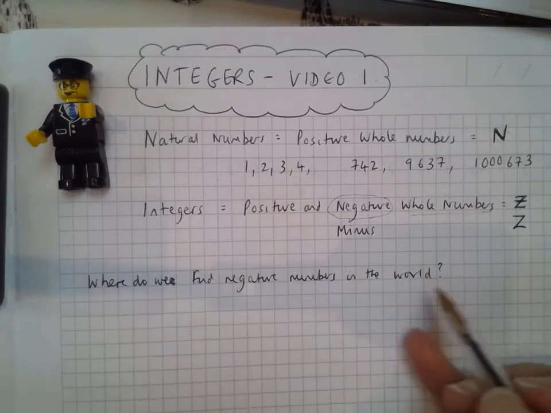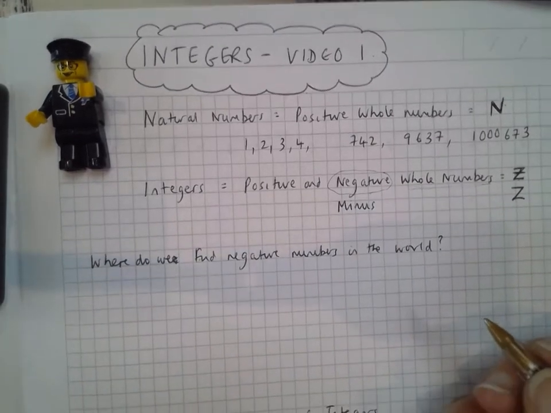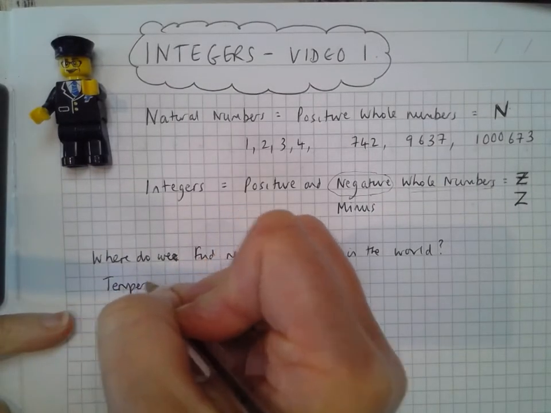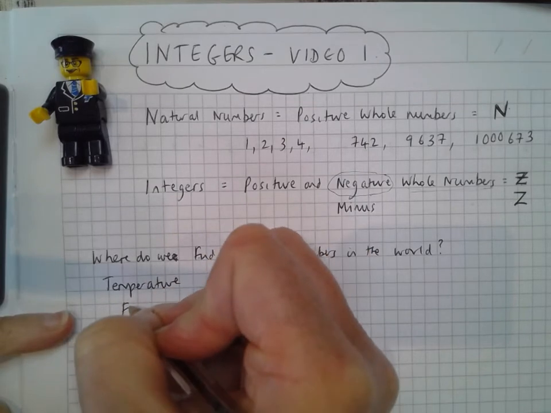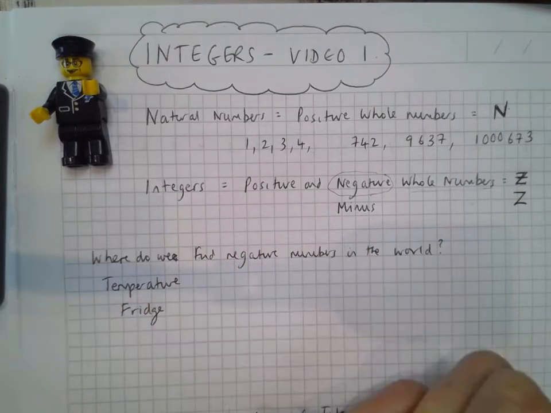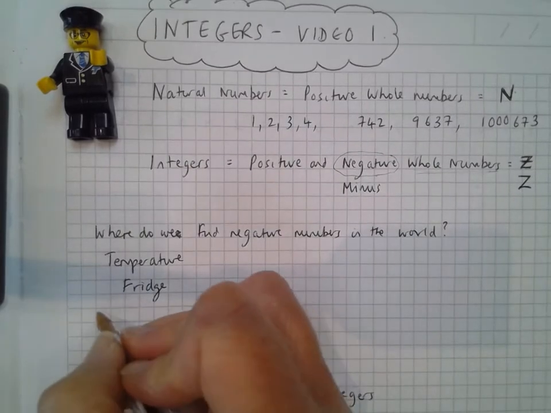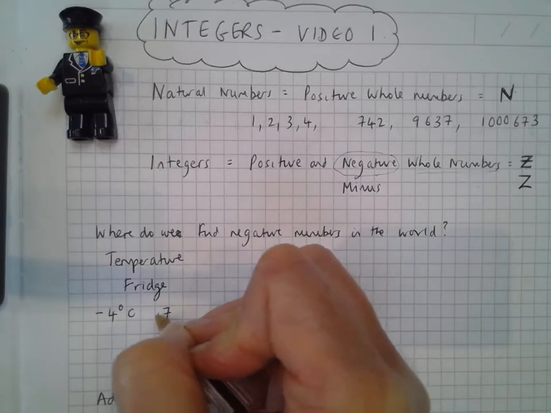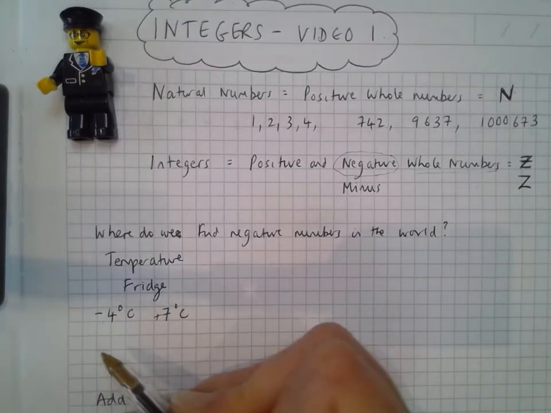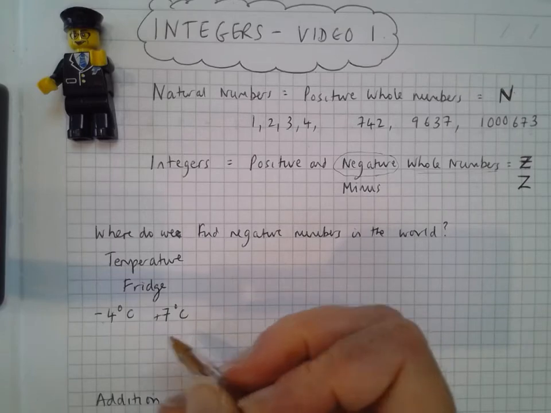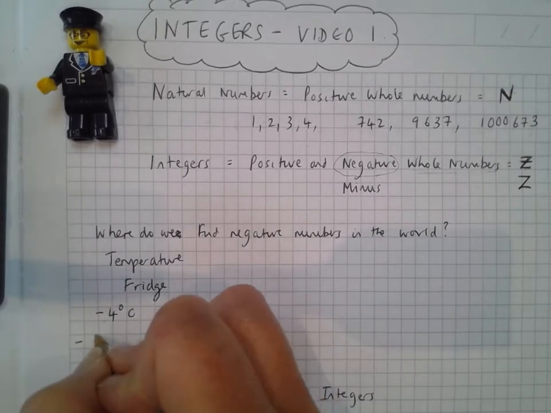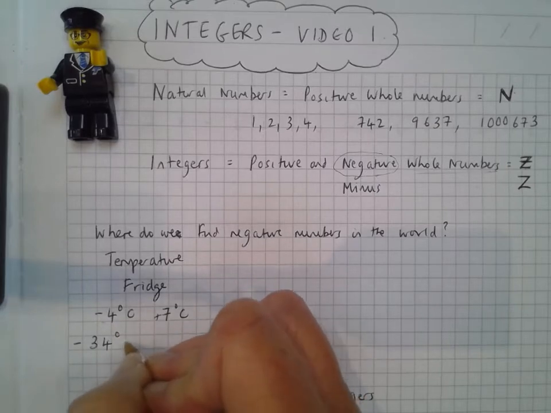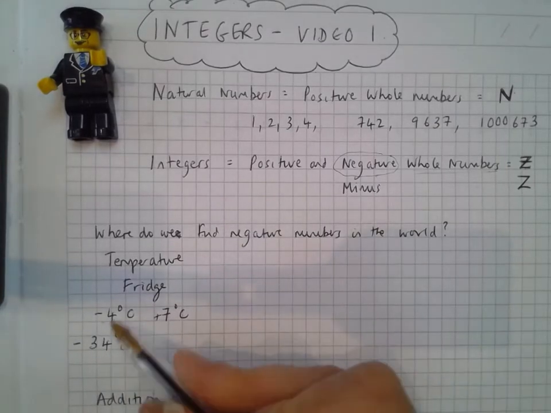Where do we find negative numbers in the world? When I asked my first year class this the other day, I had great replies. One answer was in temperature. Somebody mentioned a fridge or freezer, how you might have -4 degrees Celsius, or you might have +7 degrees Celsius. So we have negative numbers here, positive numbers here, or you might even have in a weather report, say from Alaska, temperatures of -34 degrees Celsius. Okay, so we see negative numbers in temperature.